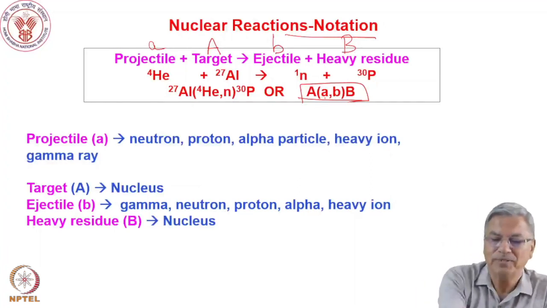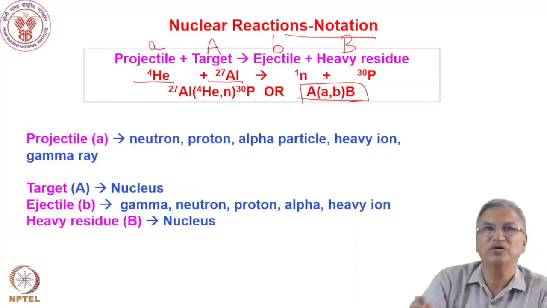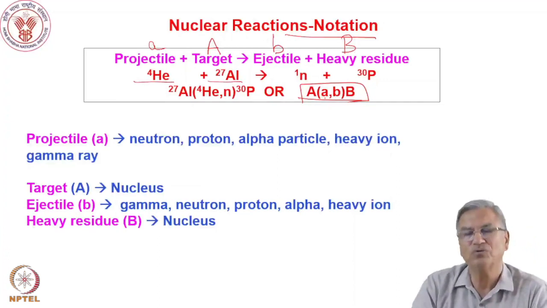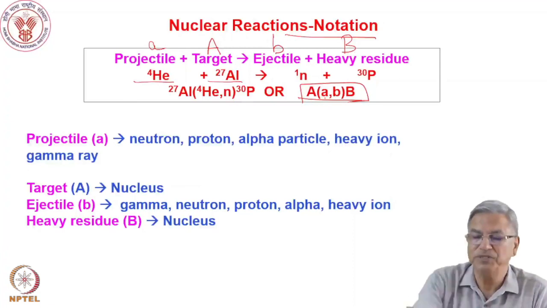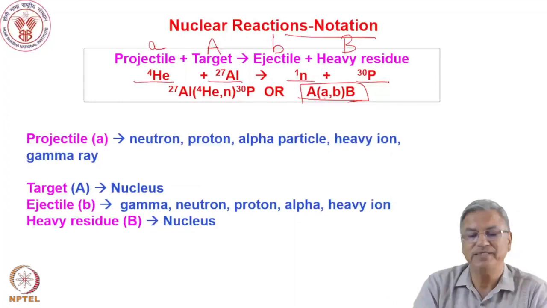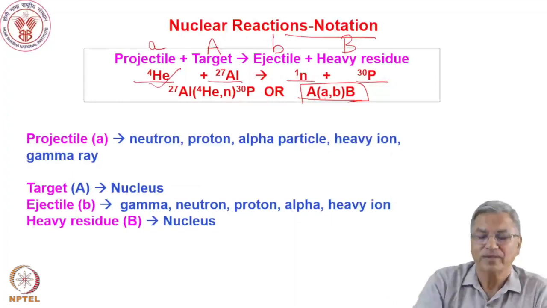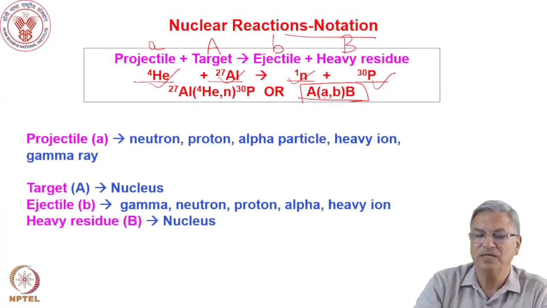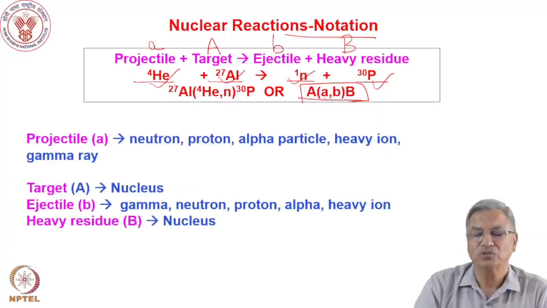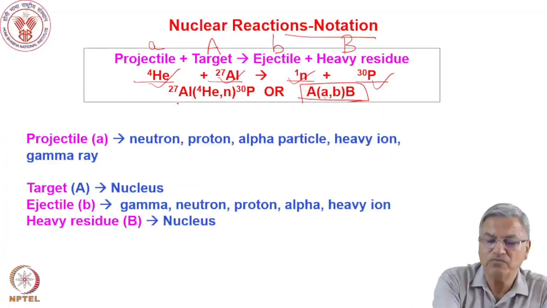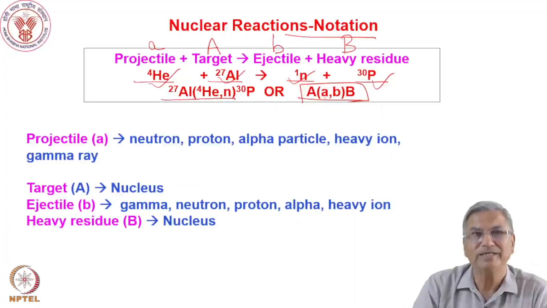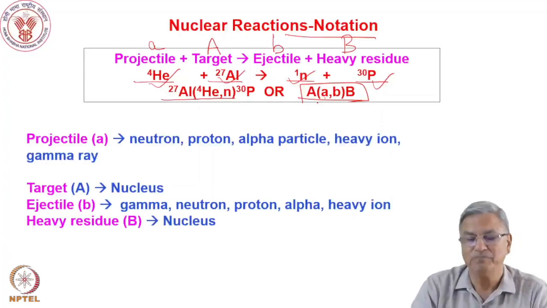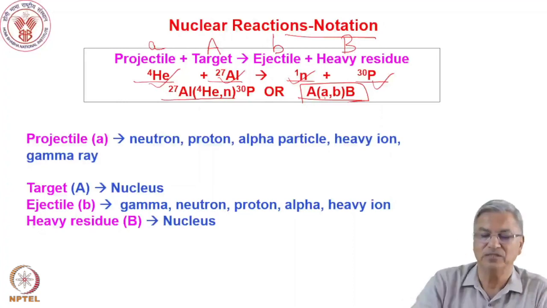Just to give you an example, when helium is bombarded on aluminium-27, the famous reaction for the discovery of the neutron and also of artificial radioactivity, you get a neutron and phosphorus-30. So alpha is the projectile, aluminium-27 is the target, the neutron is the ejectile, and phosphorus-30 is the heavy residue. The same reaction can also be written as aluminium-27(alpha, n)phosphorus-30, or A(a,b)B. So you can write the notation for a nuclear reaction in this way.